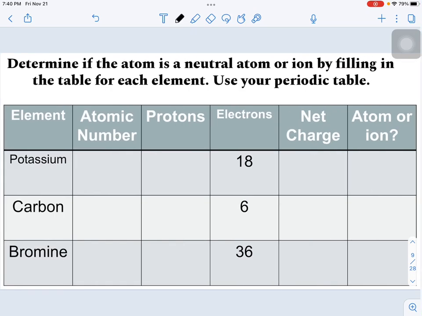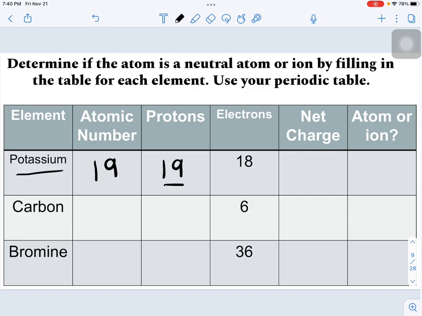So what I want to do right now is just go ahead and fill out this table to practice so we understand atoms, ions, or neutral atoms. And it'd probably be a good idea to have your periodic table out because we're dealing with elements and atomic numbers and such. So let's go ahead and talk about potassium. Well, potassium is atomic number 19. That means that it has 19 protons.